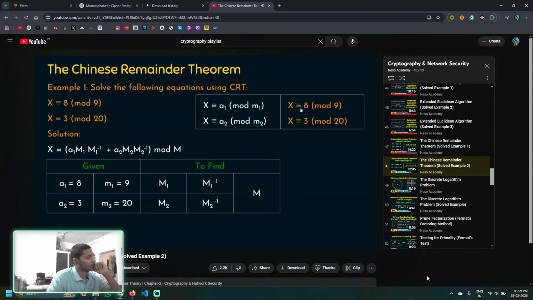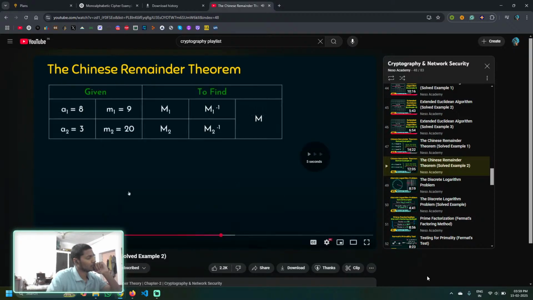So what's the given data? a1 is 8 and a2 is 3. So a1 is equal to 8, a2 is equal to 3. And small m1 is 9, and capital M is the product of small m1 and small m2. So M is equal to m1 into m2. Please note these are small m1 and small m2, and capital M2 is equal to capital M upon small m2.